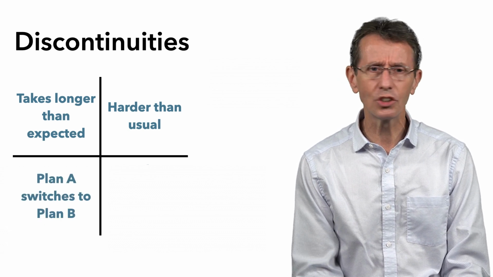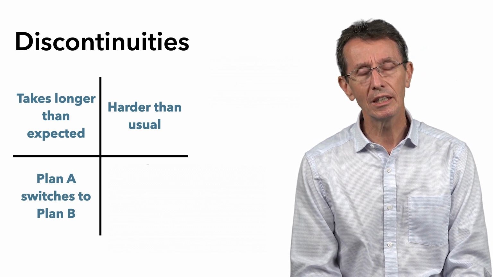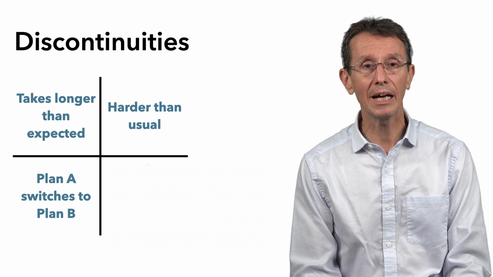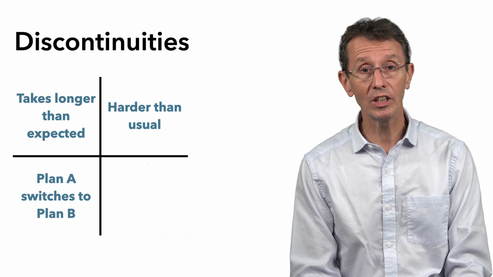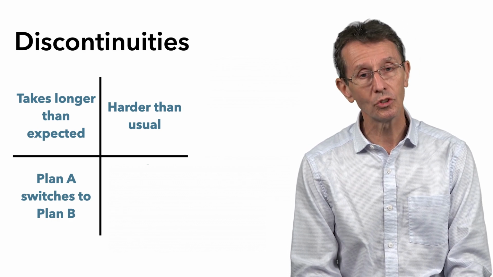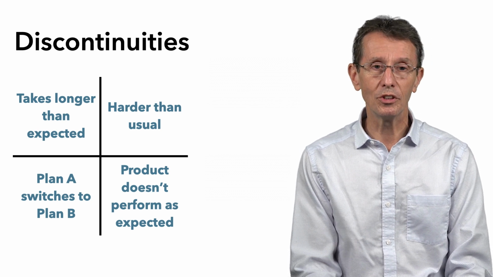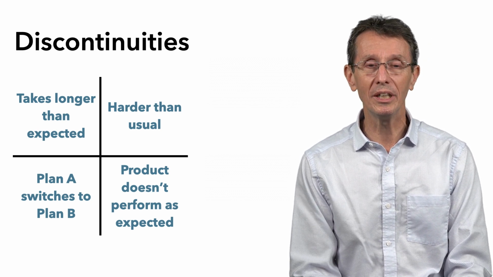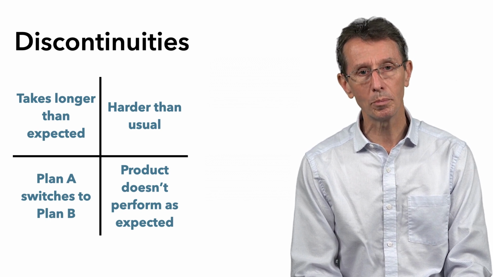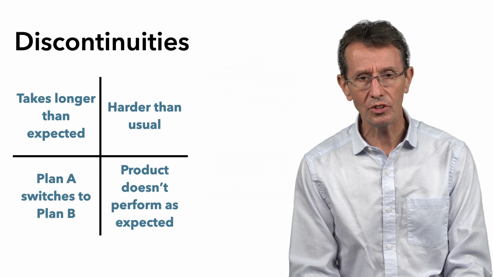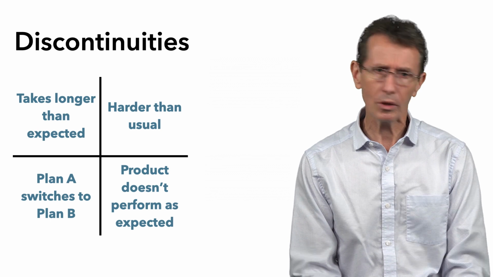Maybe plan A has to switch to plan B. In my field, the medical field, we often see surgeons start with a surgical plan to carry out a particular operation or procedure, and then once they start seeing what's really going on with the patient, they have to switch to a different plan. Perhaps a product doesn't perform as expected. I think we've all had that experience where we use a product and it's really just not doing what we need it to do, and we have to go and find something different or figure out a different way to approach our problem. These are all discontinuities. These are all things that as innovators, I think, well, how can I make that go away?